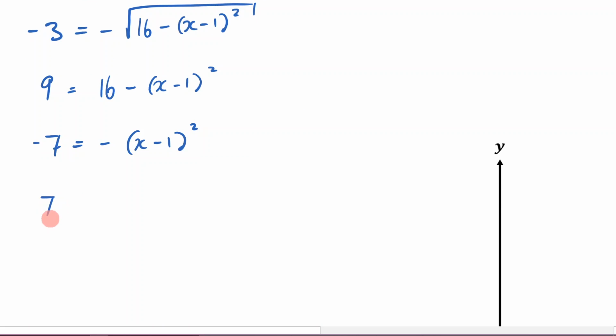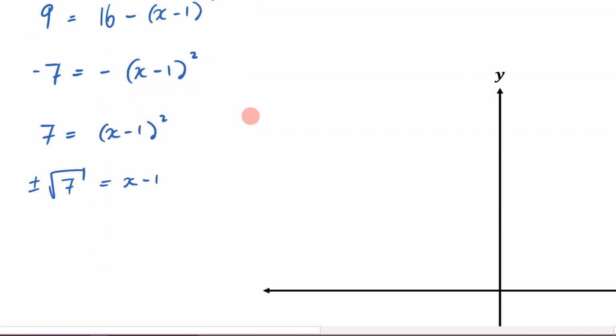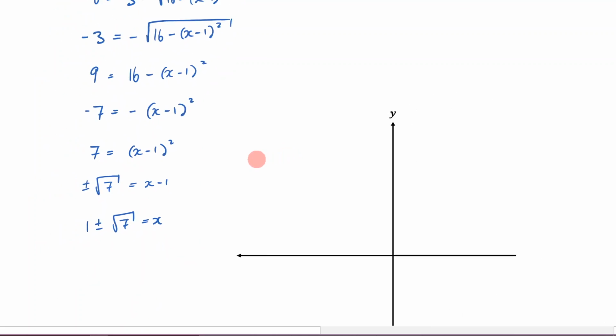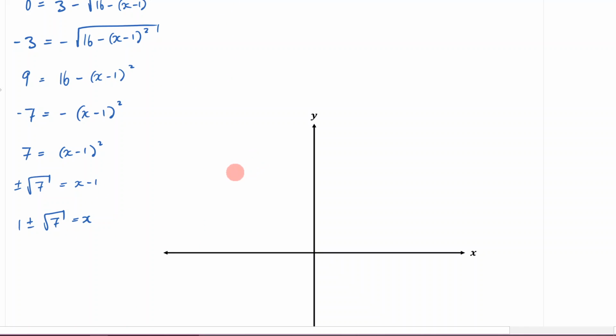A negative and a negative make a positive. Then I will square root both sides to get rid of the square here. So that's going to be plus or minus the square root of 7 is equal to x minus 1. Then I will plus 1 to both sides. So 1 plus the square root of 7 is equal to x. So a little bit of working there for sure, but we eventually get there, which is all that matters.